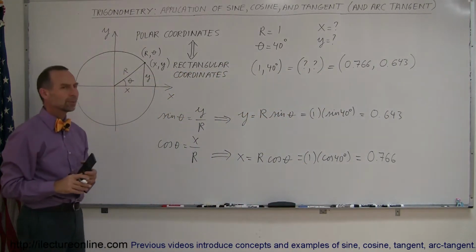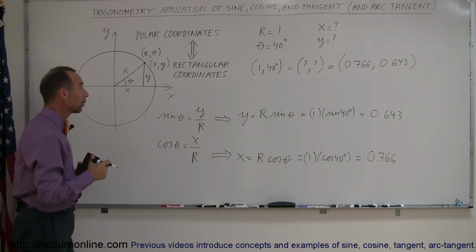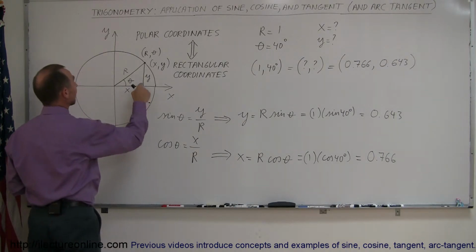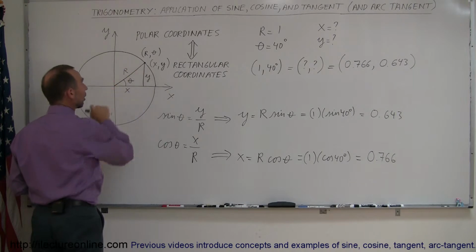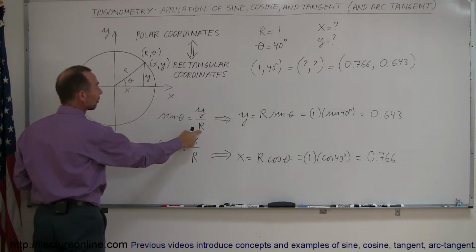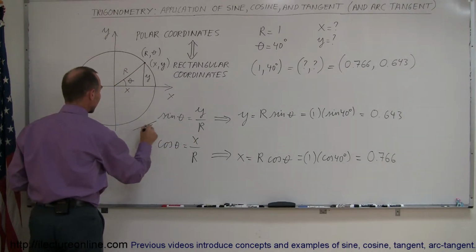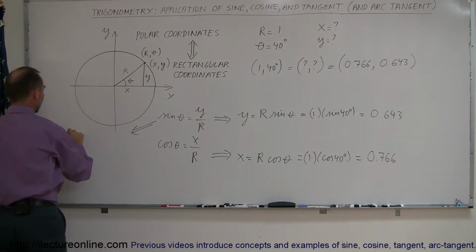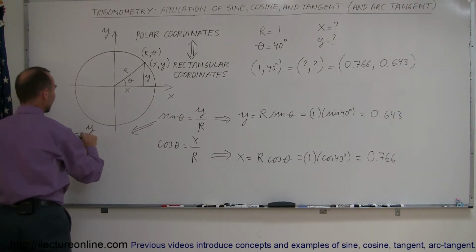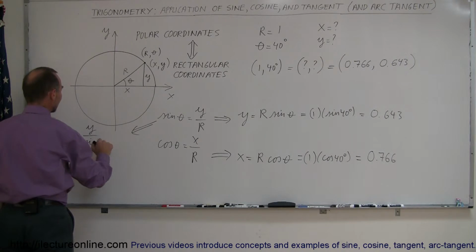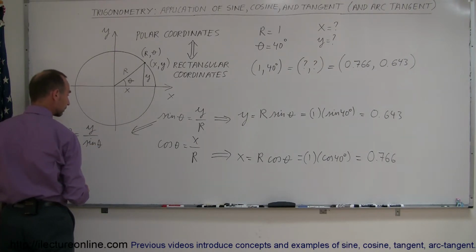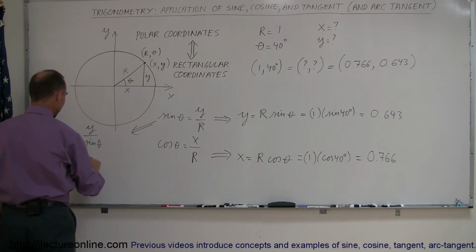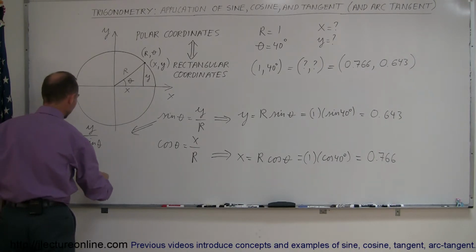Now you may say, well, how do we convert back the other way? Well, again, let's say that x and y were known and you don't know what r is. Then you take this equation and simply solve it for r. So in this case, we'd say, all right, r is equal to y divided by the sine of theta, that is, if y is known and the angle is known. And I can say that r is equal to x over the cosine of theta.